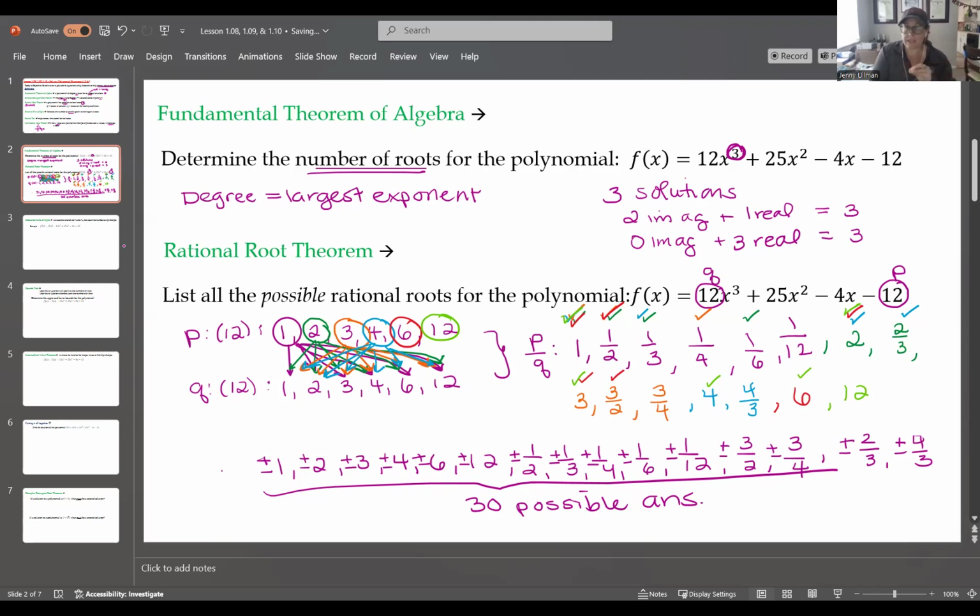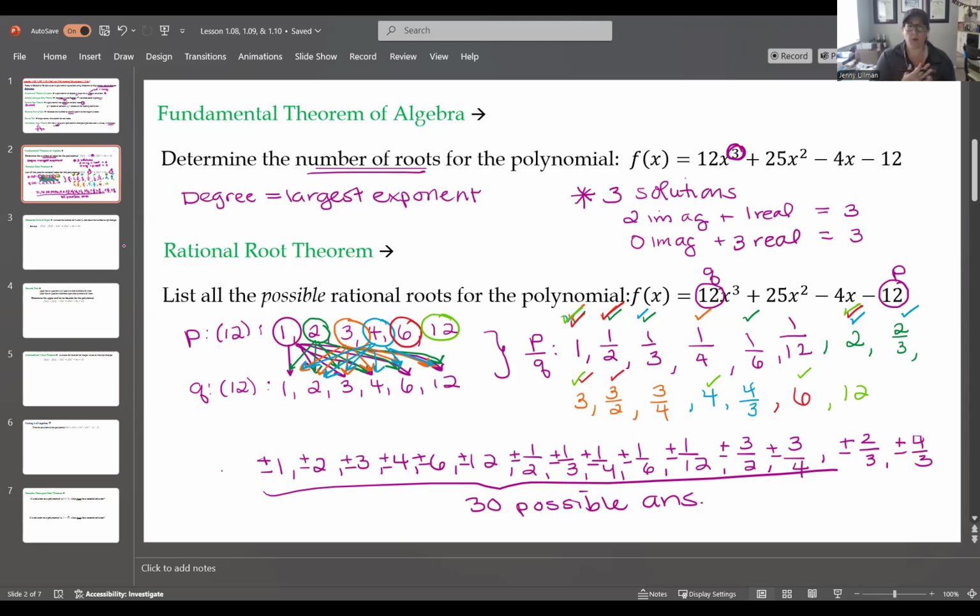We just made a list of 30 possible solutions or answers, but we only need 3. So I'm going to use these other rules and theorems to narrow and limit this list down. So I'm not choosing from 30 numbers and trying to guess and check which of these 3 it could be.